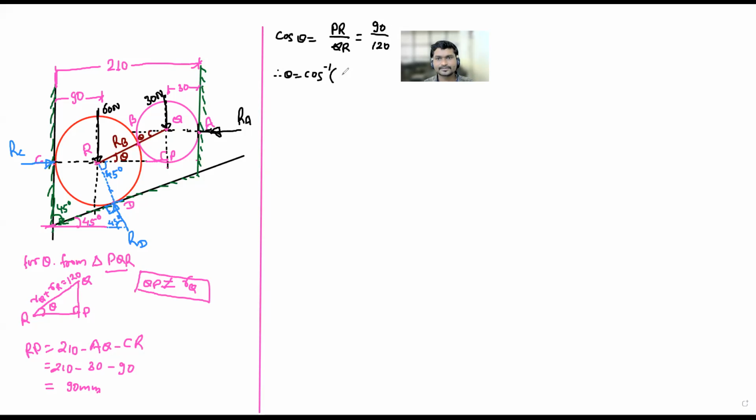How much is it? 0.75. Therefore theta is equal to 41.40 degrees. Have all of you got the same answer? Yes, sir.